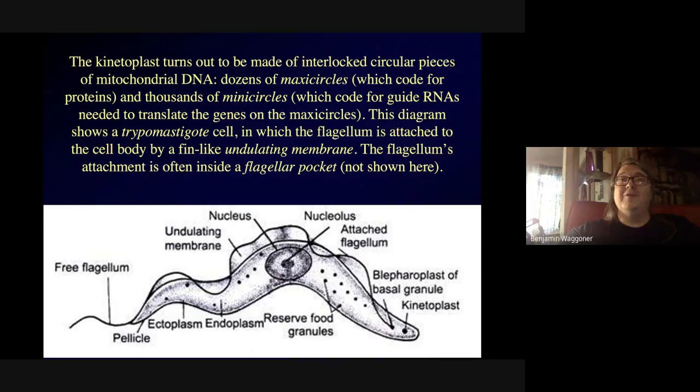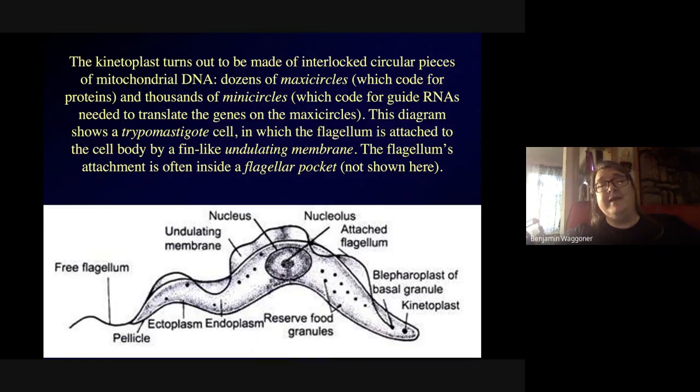like on that day when you had a box of 100 key rings and you got really, really bored. I don't know if you ever did that, but imagine what a really bored person with a box of key rings would do. That's kind of what the kinetoplast is, all these interlocking circular pieces of mitochondrial DNA.